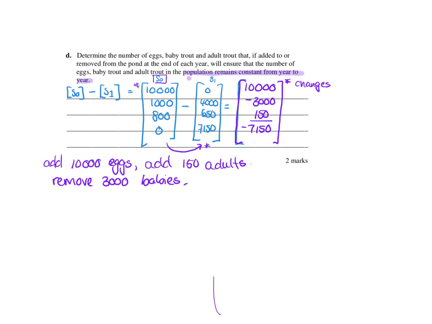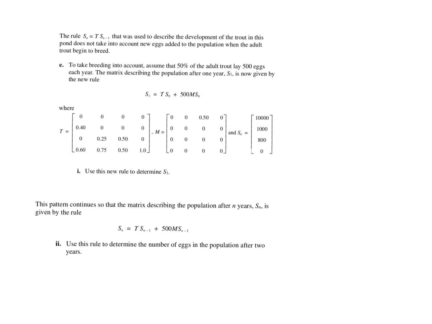So we don't really need to worry about the deaths, because deaths are deaths, and it didn't ask us for that. So you can see when we went from here, because we've got 0 eggs, we'd have to add 10,000 eggs. Here we've got 3,000 more babies, so we need to remove 3,000 babies. And you can see here we've got 150 less adults, so we're going to add those adult trout, sorry.